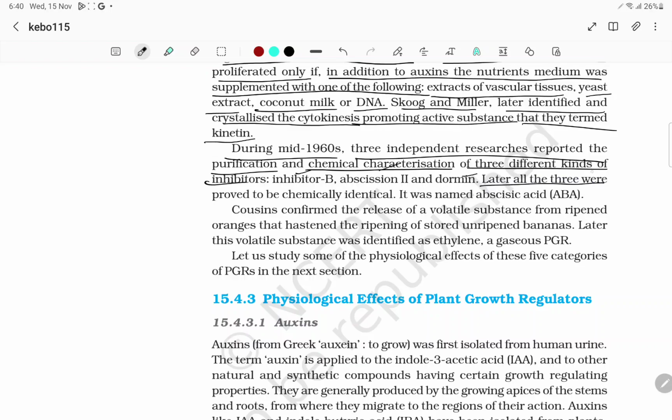So later all these three were chemically identical. One scientist reported it as inhibitor B, another scientist reported it as abscission II, another scientist as dormin. Later all three were proved to be chemically identical, and they were named abscisic acid.